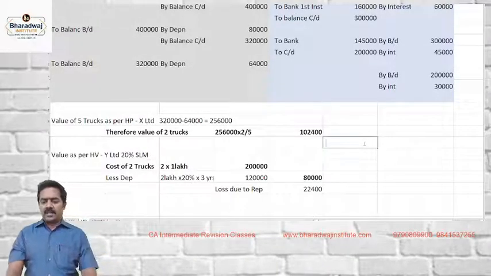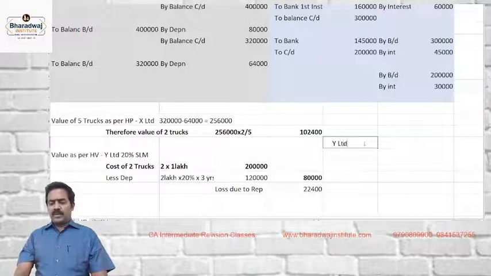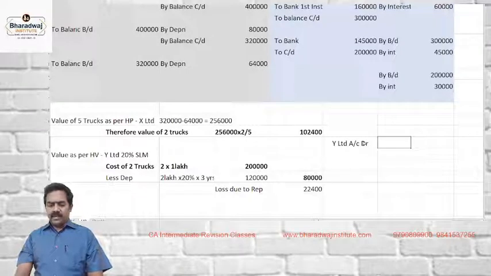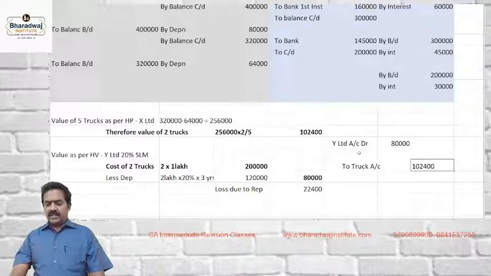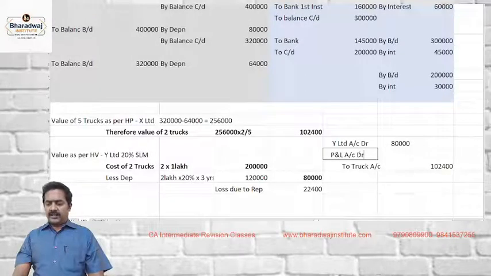P&L account. When you pass a journal entry, it will be like debit the receiver. Y Limited account, debtor, how much? He takes over for 80,000. To asset account, to truck account, I lose a truck worth 1,02,400. The loss will be debited to which account? P&L account. Debtor how much?